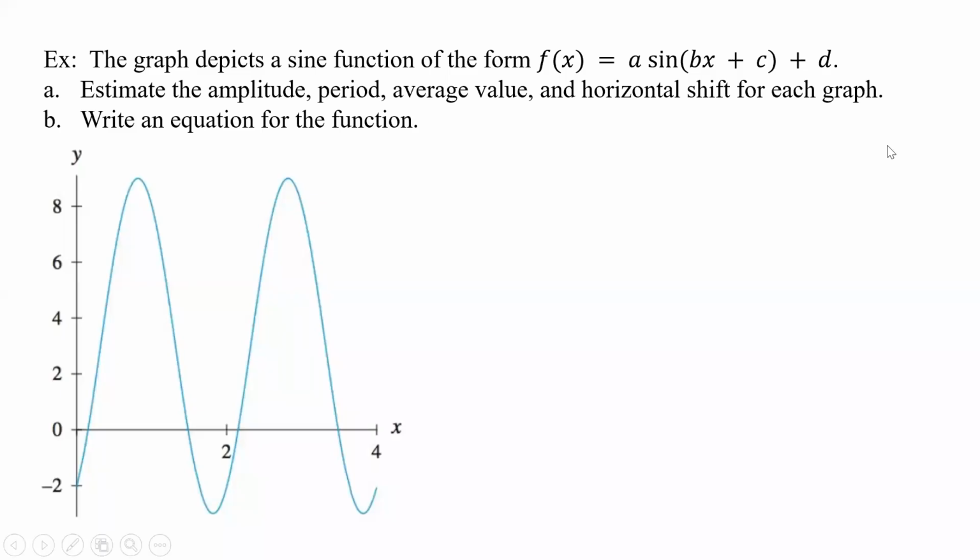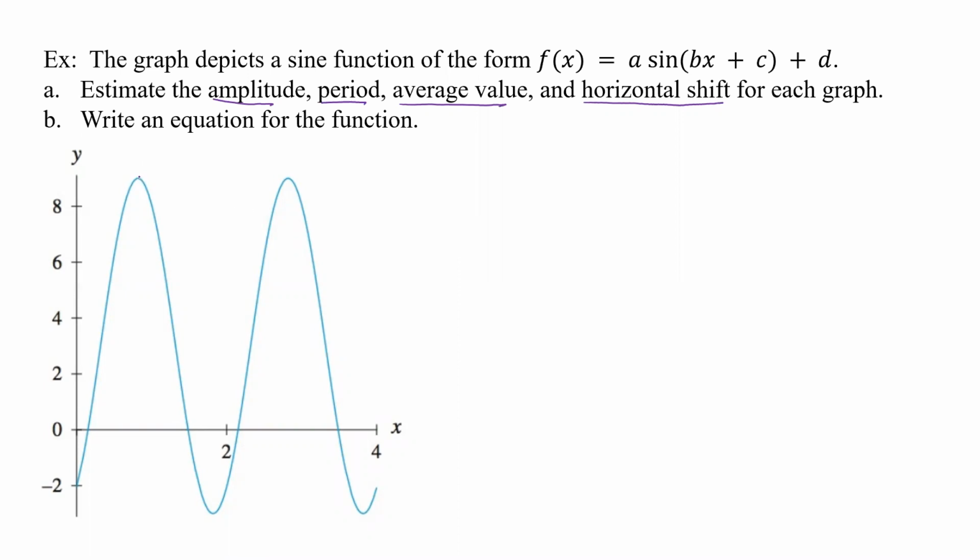All right, so here we're supposed to, this graph depicts a sine function in the form, what we've been looking at, a sine bx plus c plus d. And we're supposed to estimate the amplitude, the period, the average value, and the horizontal shift for each graph, because we're going to do a couple of these, I think, at least two. Okay, and then we're supposed to write an equation of the function. All right, so what do we have here?